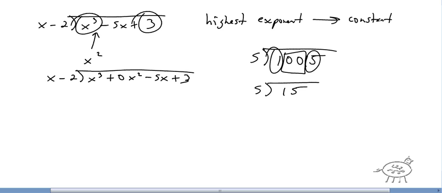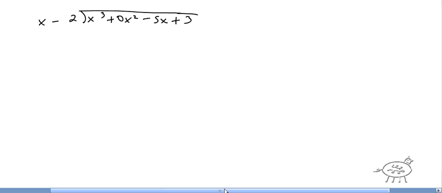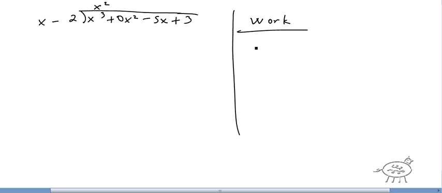So let me rewrite that now, and let's do that problem. So it's going to be x minus 2 divided into x cubed plus 0x squared minus 5x plus 3. So same rules we're going to follow. What times x is x cubed? Well, that's x squared. So here's my work. And I'm going to have x squared times x minus 2. That gives me x cubed minus 2x squared. So x cubed minus 2x squared.